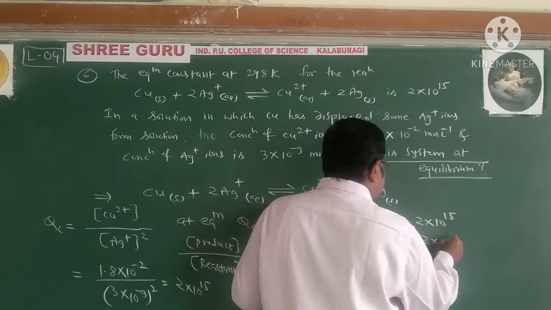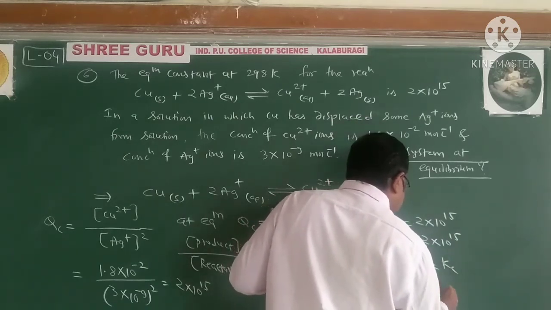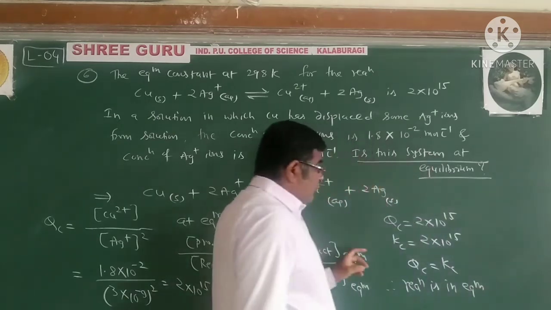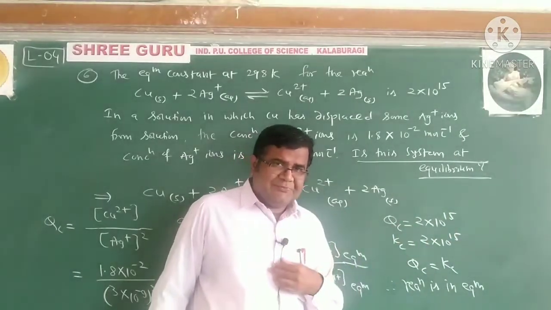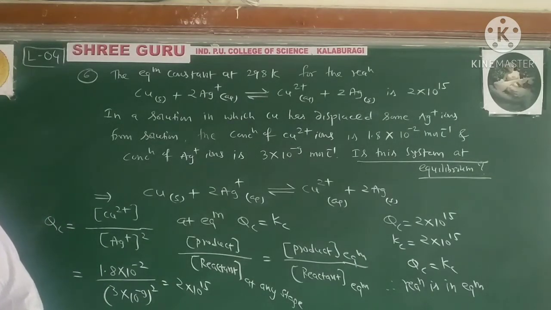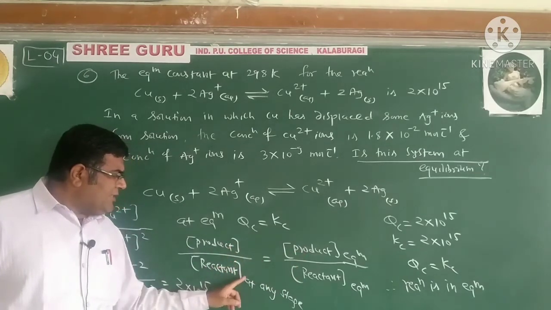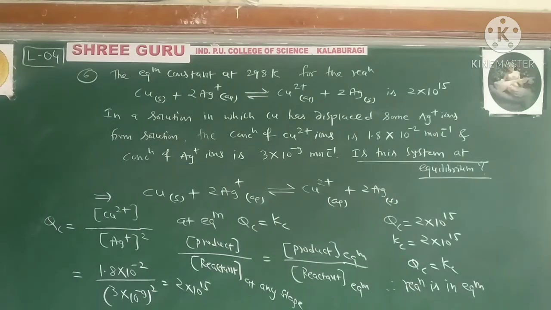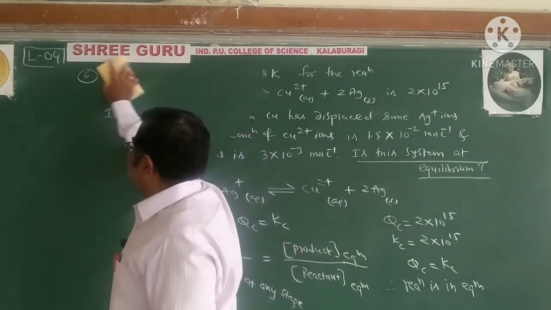KC is also given, which is also the same. QC is equal to KC. That's why we can say the reaction is in equilibrium. If KC is greater than QC, we would have said it is moving in the forward direction. If QC is greater than KC, we would say it has been going in the reverse direction. But as they are equal, we can say that the reaction is at equilibrium. Right. So, a very simple concept: the difference between reaction quotient and equilibrium constant. The equilibrium constant is the ratio of molar concentration of product to reactant only at equilibrium, while QC is product to reactant at any stage. We can compare these two and predict the direction of the reaction. Here, we say it is at equilibrium.